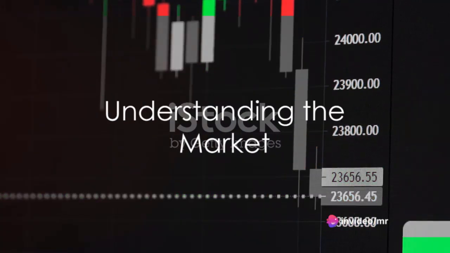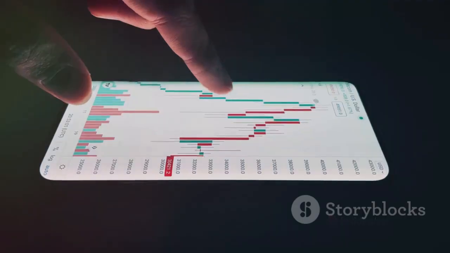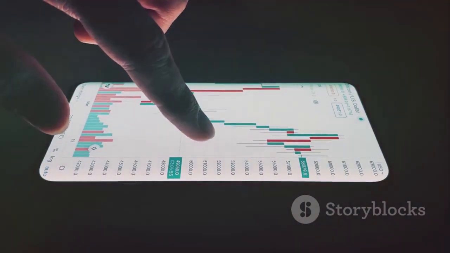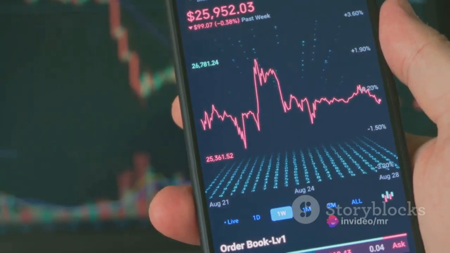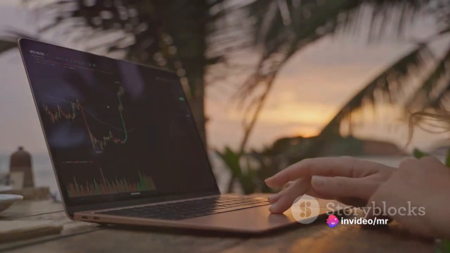But trading isn't just about buying low and selling high, it's about understanding the market. Use tools like Binance's advanced charting and market analysis to make informed decisions. Follow the latest news and trends in the cryptocurrency world, and always keep an eye on your investments.